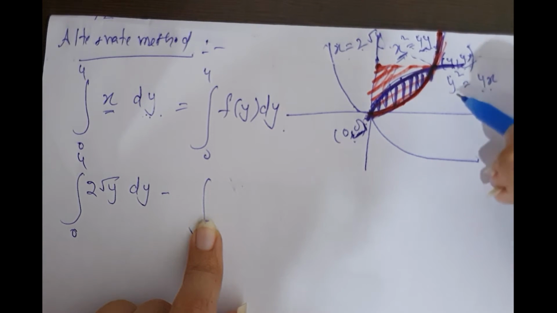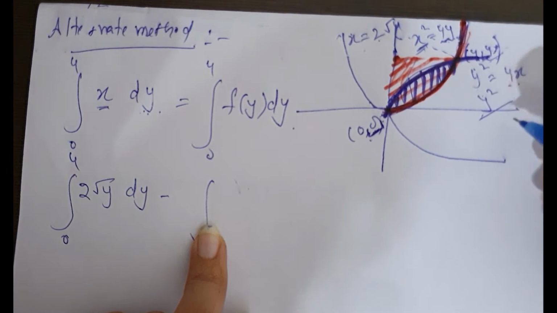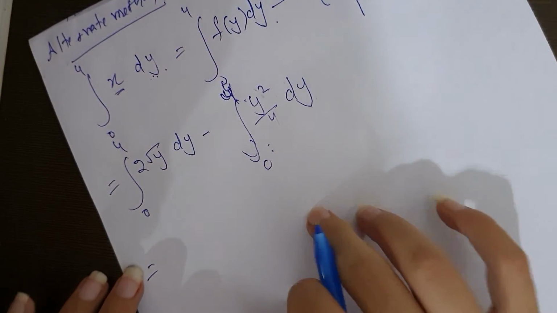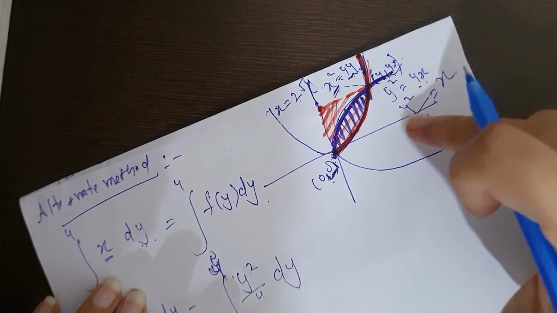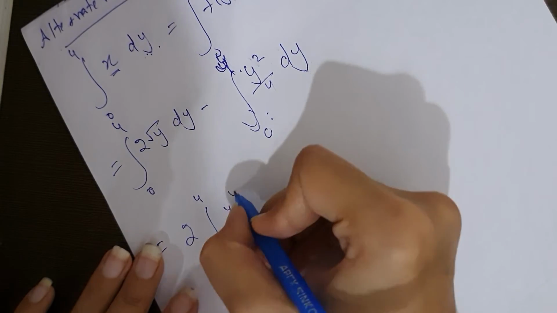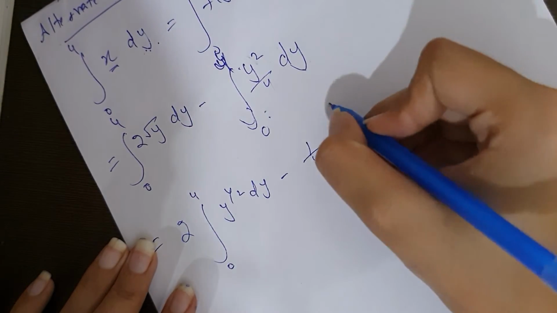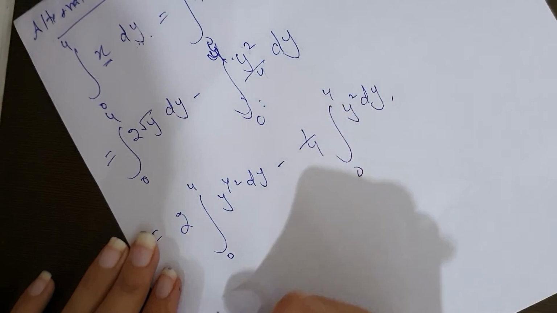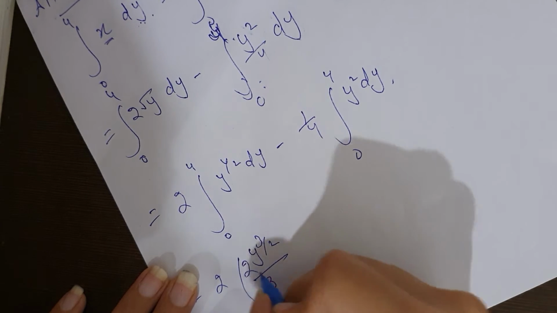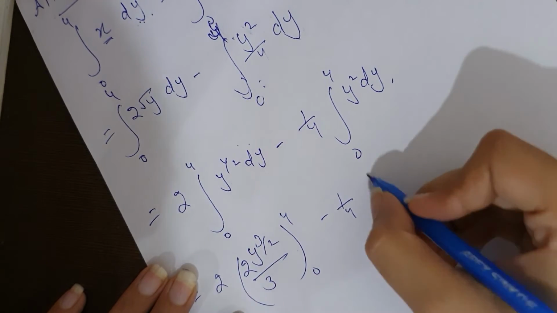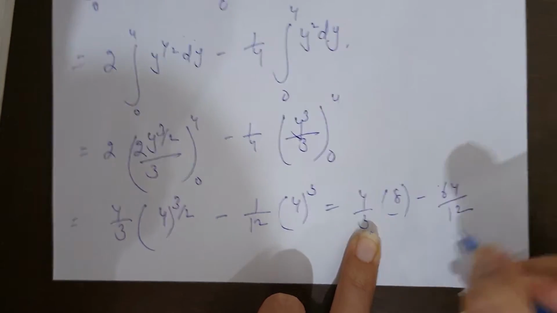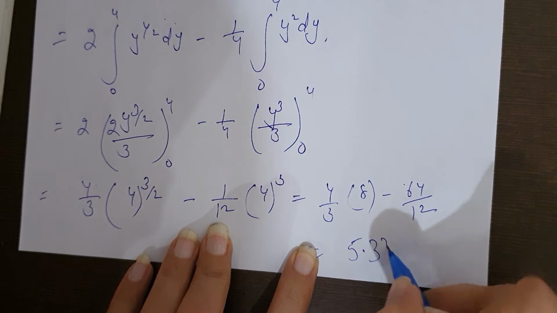The equation of x comes out to be y square upon 4 is equal to x, from 0 to 4. Now integrate it and you will get the same answer. In the next video we will solve this question with double integration also. Again the answer will come out to be 5.33.